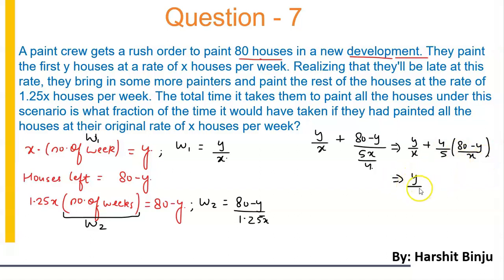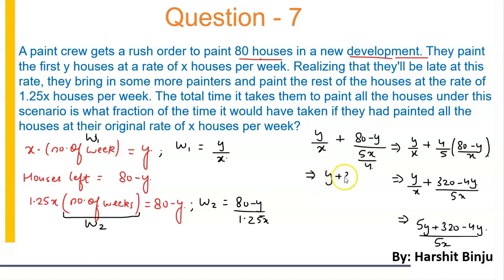So this is Y by X, and we can solve this. This is 320 minus 4y divided by 5x. So we can take 5x as the LCM. This is 5y plus 320 minus 4y, which will give us the result as y plus 320 divided by 5x. This will be the total time taken.